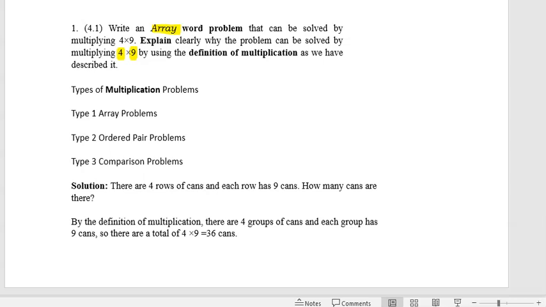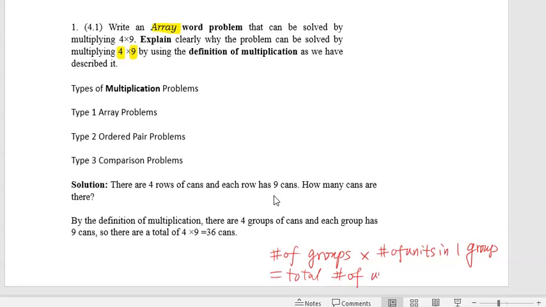by multiplication. And again, you must use the definition, because the definition of multiplication says we have the number of groups times the number of units or objects in one group. So when we have this kind of word problem and we're solving for the total number of units, we can always use multiplication. So in this case, I have four rows, which means 4 groups. Each row, which means each group, has 9 cans. That's 9 objects. And how many objects are there? That's the total number of objects. So we are solving 4 groups times 9 in each group equals the total number of objects. So that's why this array problem can be solved by multiplication.